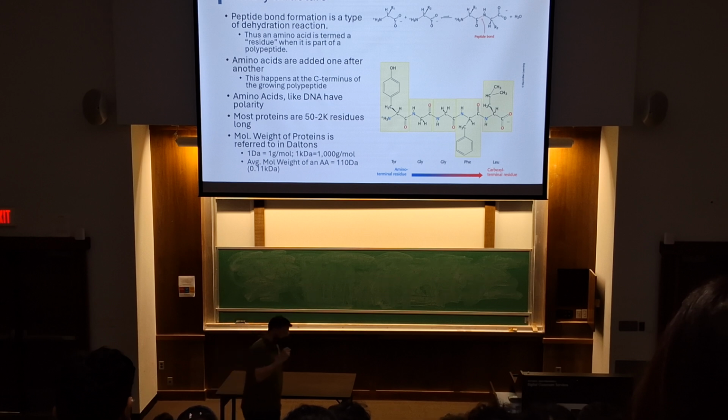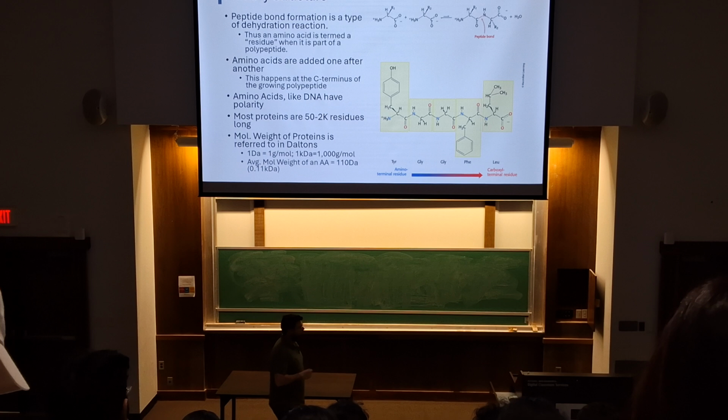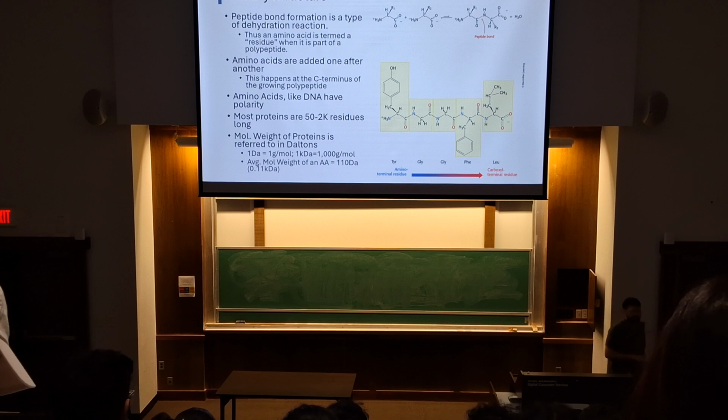So again, memorize those single letter codes. What would we write this as? Tyrosine is Y, glycine is G, phenylalanine is F. You just pretend that you're illiterate, right? Phenylalanine. And then leucine is L. So what do we have here? We have YGGFL. So with those 5 letters, YGGFL, we're able to recreate this entire structure.